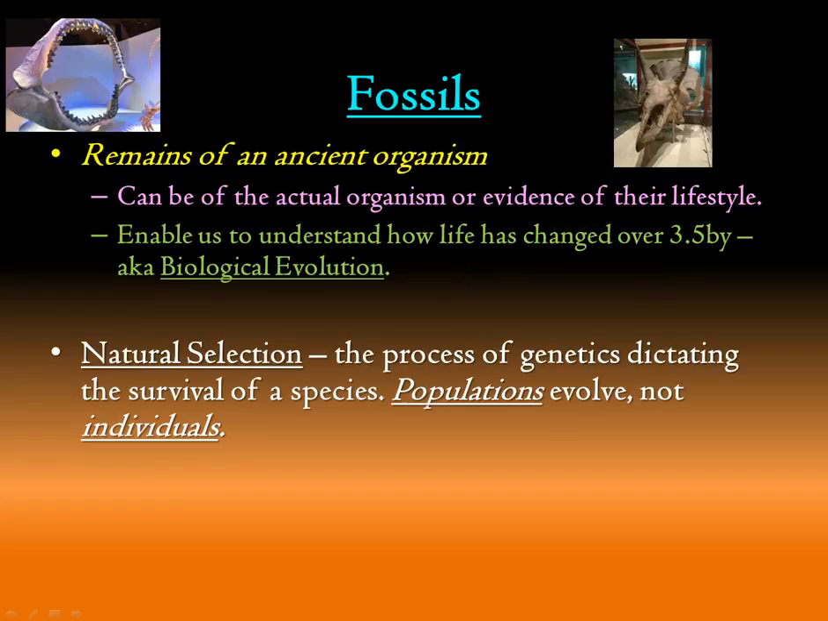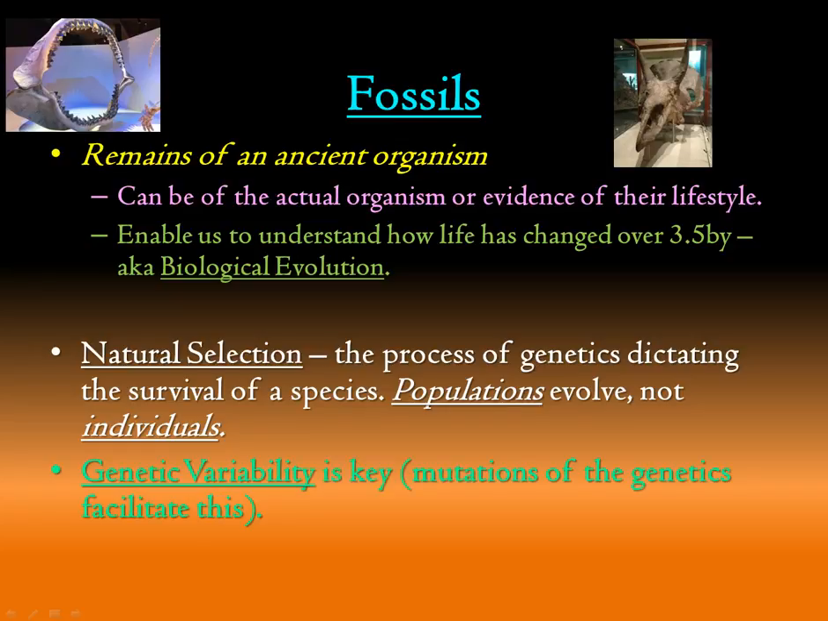So natural selection, as you learned in junior high and in biology, is how species survive. Survival of the fittest is what people most associate with that. It's important to remember that populations evolve, but not individuals. Evolution is a very slow process, especially the larger the species. Genetic variability is key. If you don't have a lot of variability in your genetics, if you don't have a lot of traits in your DNA, then the mutation to facilitate trait adaptations will be very slow. So having a lot of genetic variability is very important for a species to successfully evolve and survive.